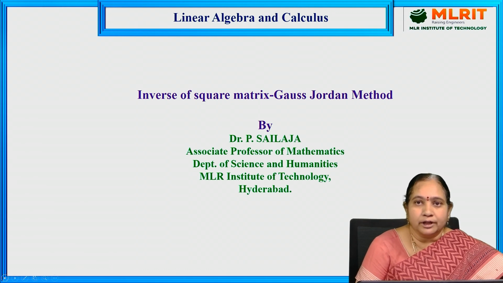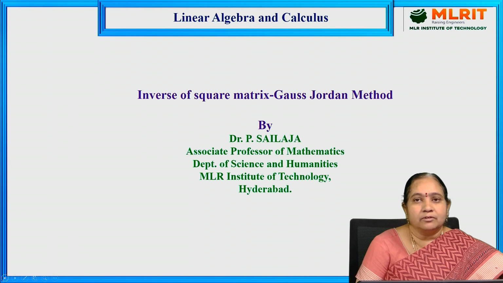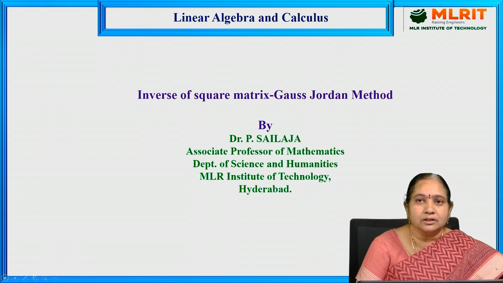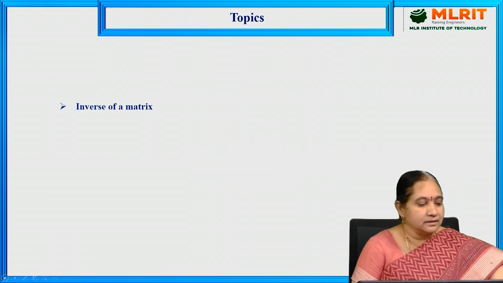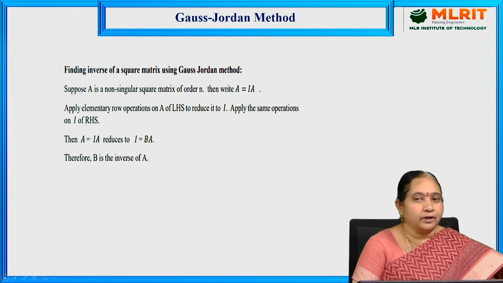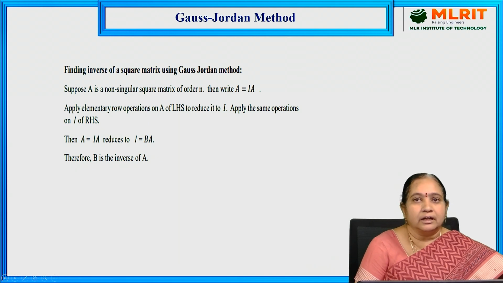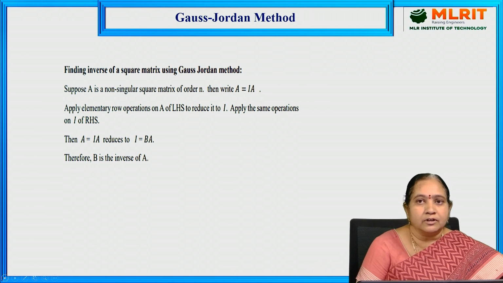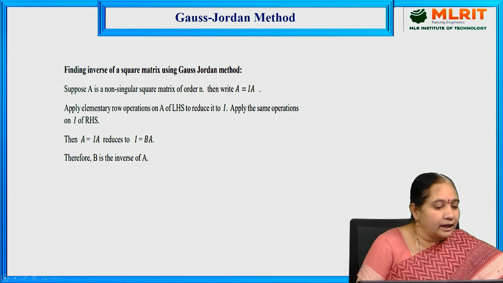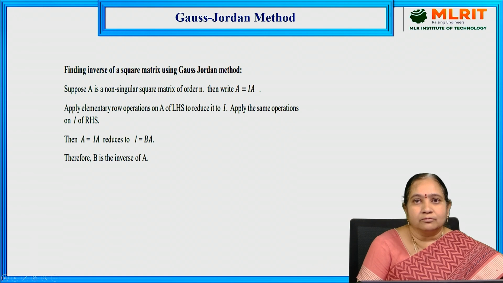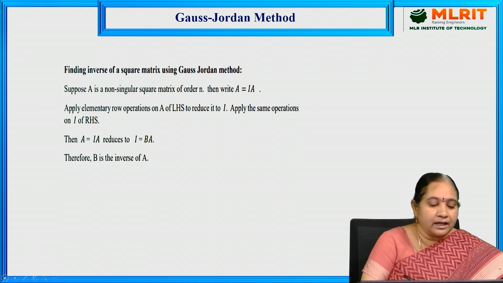Today, we are going to discuss the inverse of the square matrix by the Gauss Jordan method. First, we discuss how to find the inverse of the given matrix. First of all, the given matrix should be a square matrix, then only we can find the inverse of the matrix.